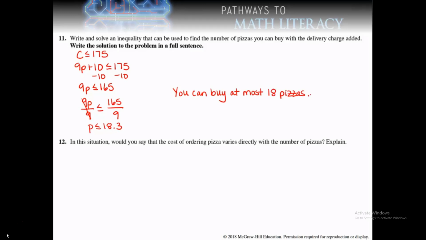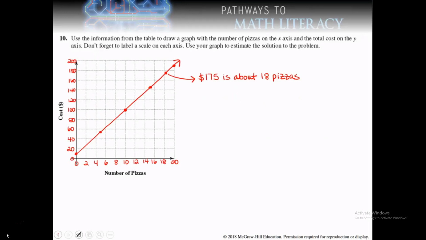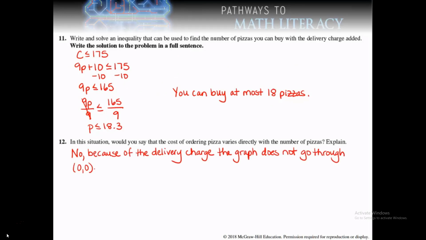In 12, so in this case, does the cost of ordering pizza vary directly with the number of pizzas? Well, no, this time it doesn't, because our graph does not go through 0, 0 anymore because of that delivery charge. And then that also means that the equation is not just k times x, we have this plus 10 added on.